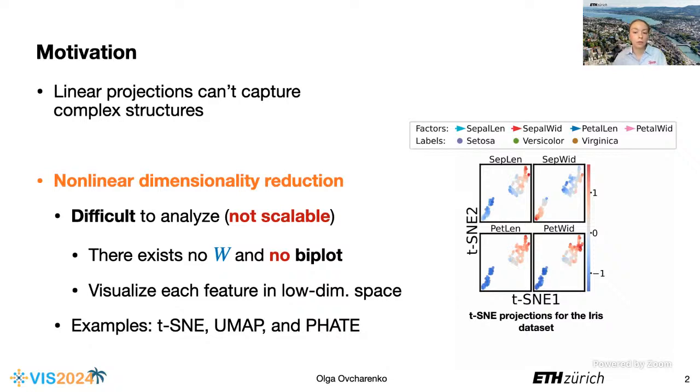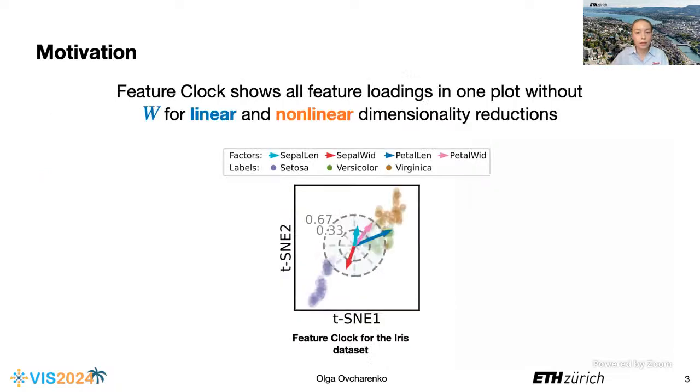And there is an open question on how to depict high-dimensional data trends in a two-dimensional plot and how to interpret low-dimensional space after non-linear dimensionality reduction. What we suggest is a feature clock, a single plot that can explain low-dimensional space after linear or non-linear dimensionality reduction, and it can even be used to explain neural networks. Here you can see a feature clock for t-SNE space, again, for the iris dataset.